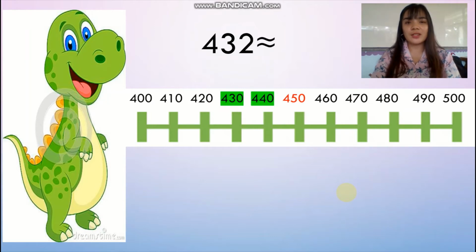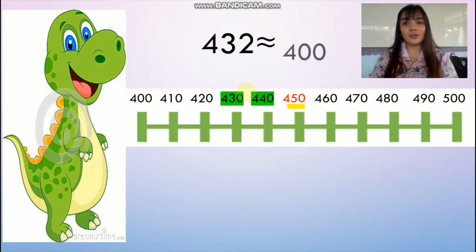So we have here 432. So 432 is in between 430 and 440. 432 is lower than 450, which is our middle number. So 432 is approximately equal to 400. Very good.